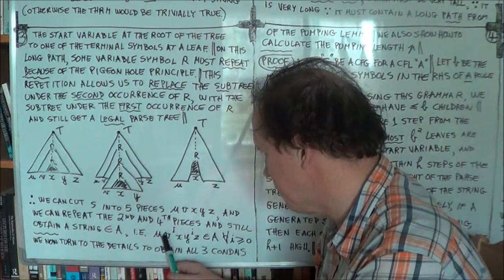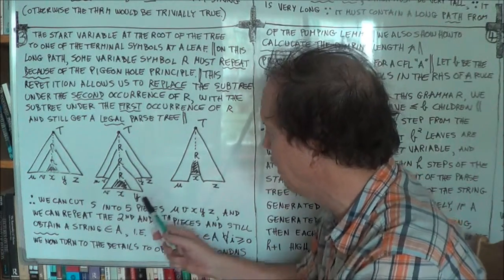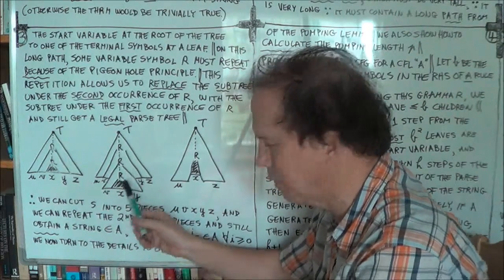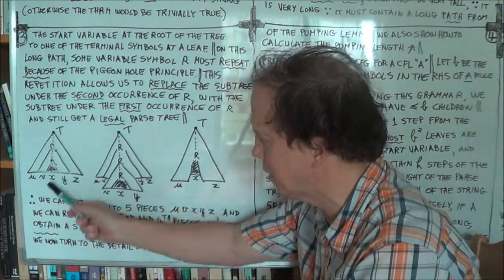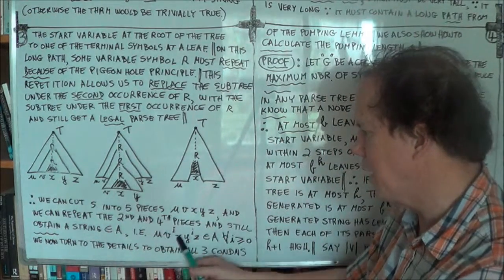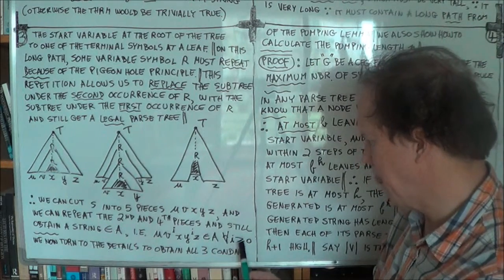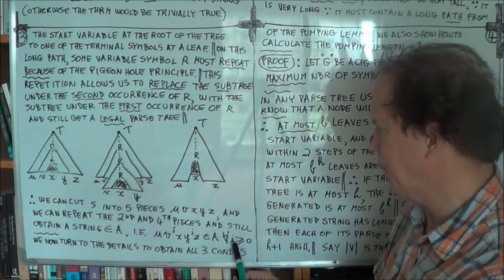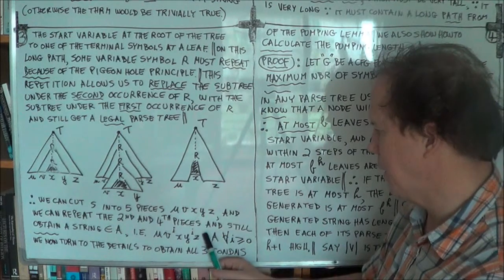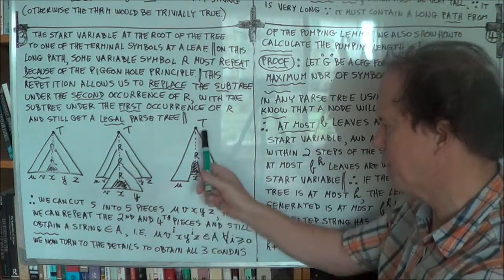So therefore, this pumped string u v^i x y^i z, and remember there are as many copies of v as there are copies of y. They have to be the same. That just comes from repeating this. So u v^i x y^i z will also belong to the language. And if i is naught, that would correspond to this case.